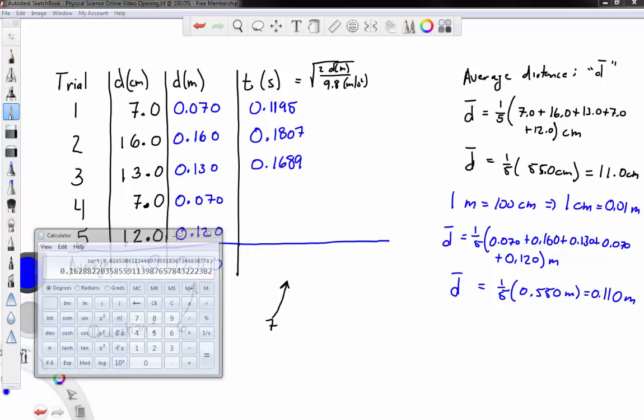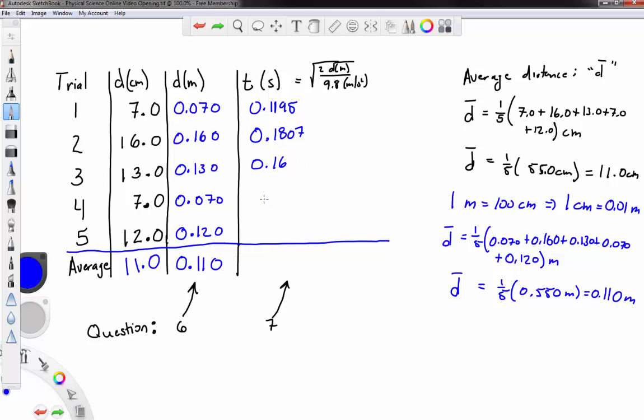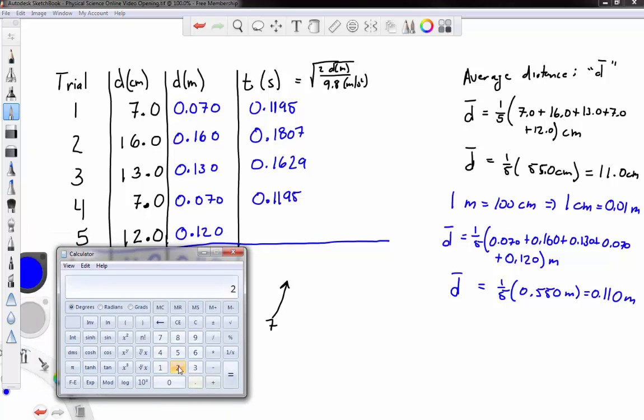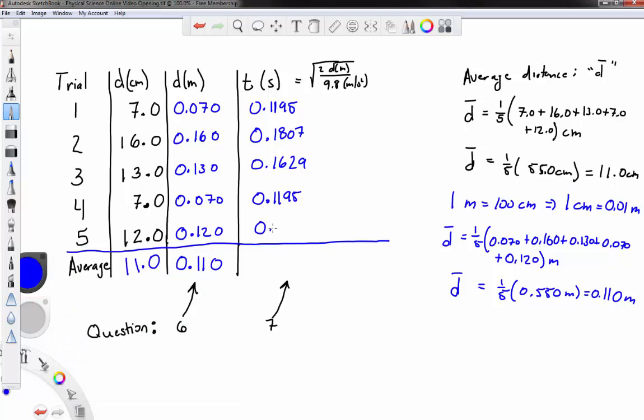So we could write that as 0.1629, because it's going to round up. This one's a freebie because we have it already above, so 0.1195 again. And for our last one, we had 0.12, so 2 times 0.12 divided by 9.8. Take a square root and you get 0.15649, so 0.1565.